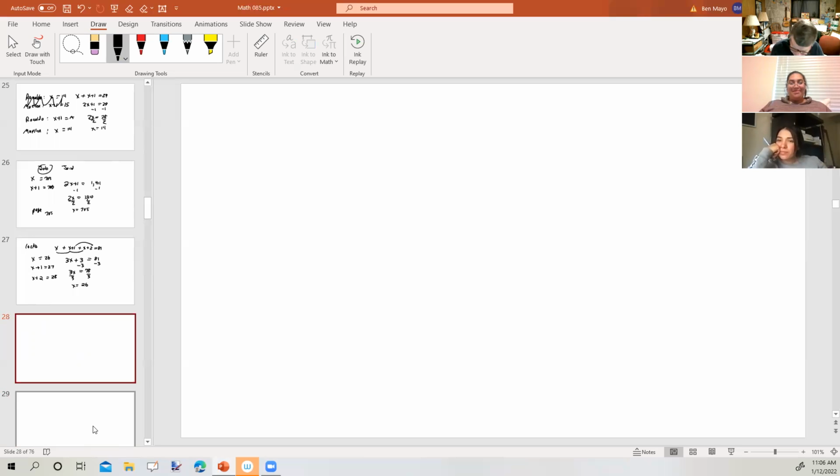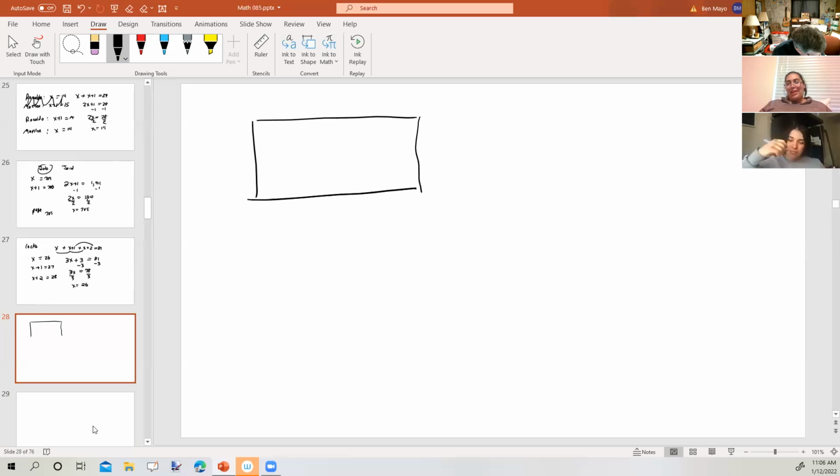We'll assume it's a rectangle, okay? So we've got this rectangular swimming pool. It says the perimeter is 1,110 meters. So that's the distance all around it. And this rectangular shaped pool is 30 meters longer than 6 times its width. So let's call this the length and this the width, okay?